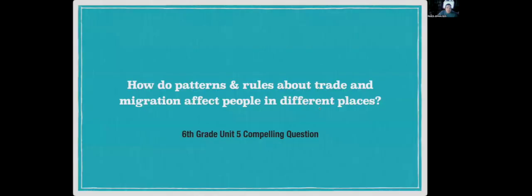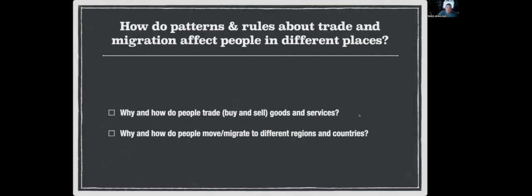And then we finish with a final unit. How do patterns and rules about trade and migration affect people in different places? So that's where we get in here. This is a 2 lesson unit. How and why do people trade, buy and sell goods and services? So this carries over the remainder of those economic standards that got wedged into sixth grade. And then we get really into some major conversations about movement and migration.